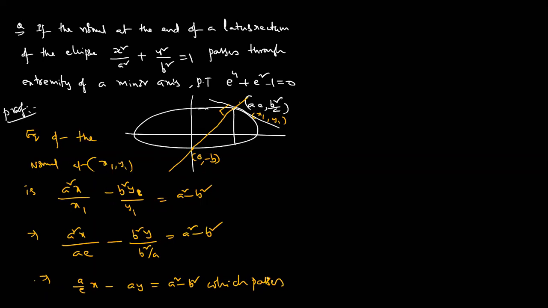Again, this normal which passes through 0 comma minus b. We get, what is the result? So this is 0 plus ab, a square minus b square is coming. See carefully.